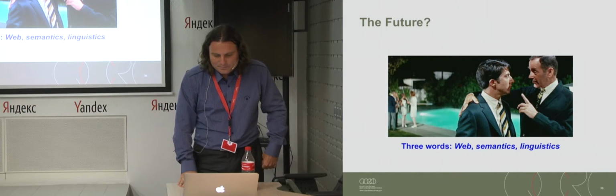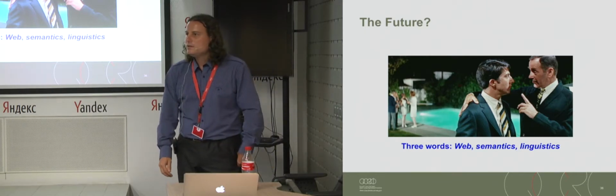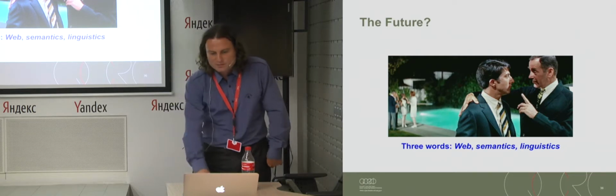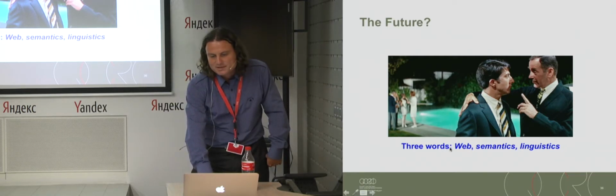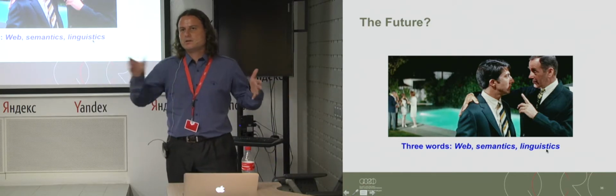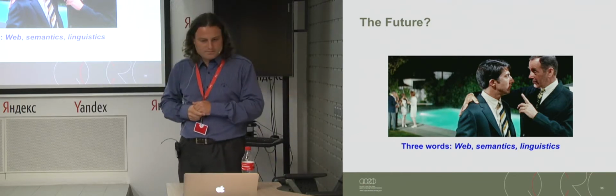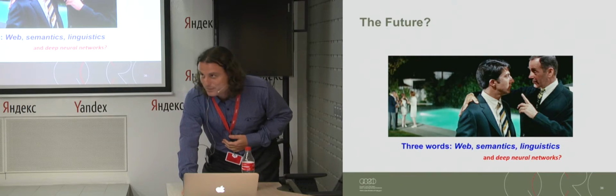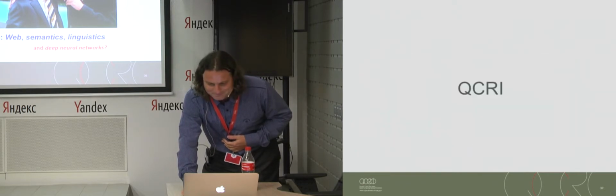In my opinion, if you want to achieve better machine translation, or in general better language processing, you want web-scale statistics, semantics, deep understanding, and linguistic knowledge. You should not just look at the words as such. And of course, probably the deep neural networks. I can stop here, or I can tell you a little bit about where I come from.